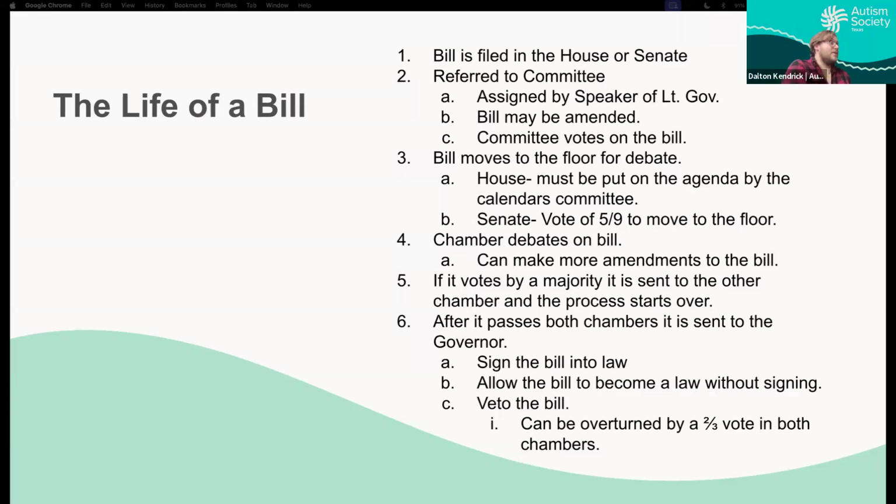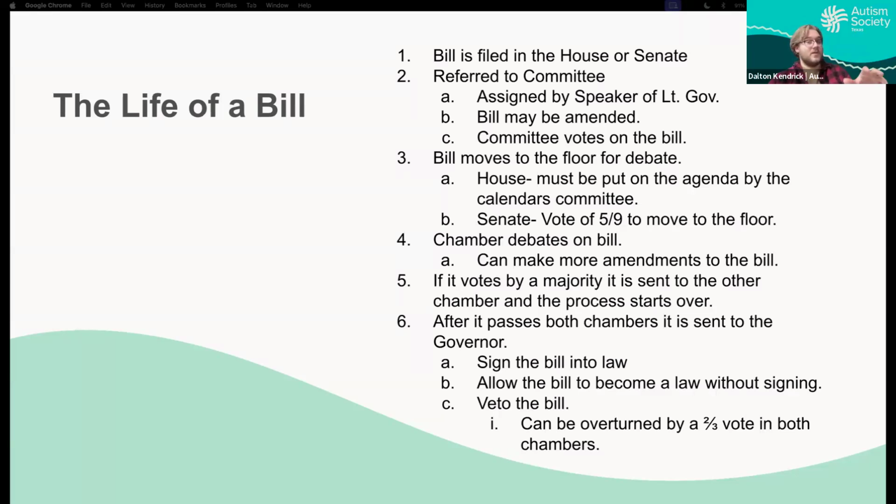Once it's filed in the Senate or the House, they follow very similar pathways. So it will first get referred to committees. In either house, there are committees that relate to things like agriculture, education, housing, things like that. So they will determine what committee the bill gets filed to, by either the Speaker of the House or the Lieutenant Governor in the Senate. So they're the two that assign bills to committees.